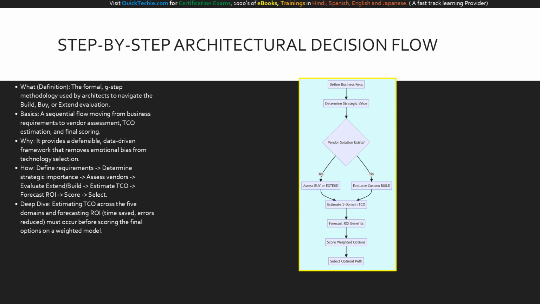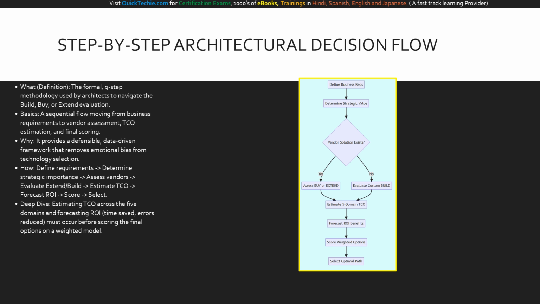At step 3, we hit a major logical fork. Does a vendor solution exist? If yes, we follow the path to assess buying or extending. If no, we are forced down the path to evaluate a custom build. Importantly, both paths merge back together at step 6. Regardless of the technical approach, you must estimate 5-domain TCO.